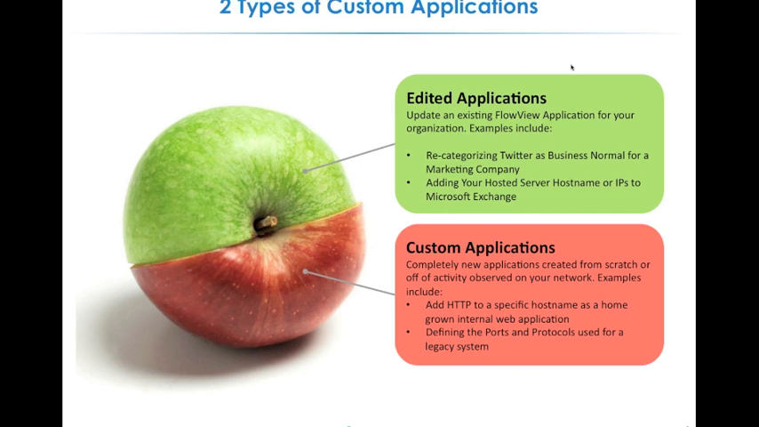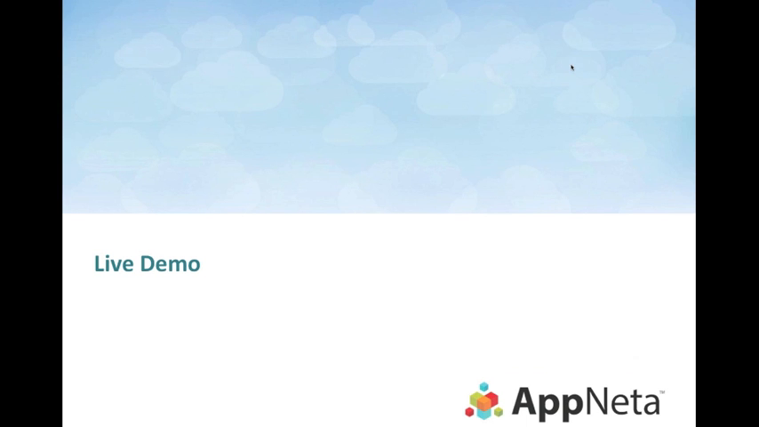So we've made it extremely easy for you to add these applications directly within our user interface so that you can observe exactly where this bandwidth is going, isolate it down to just that custom application, and then with just a couple clicks, add that application to FlowView so that all of your reports and alerts are accurately representing the application consumption within your company. So with that, I'm going to drop into a live demonstration of the service so that you can see how easy it is to do this.